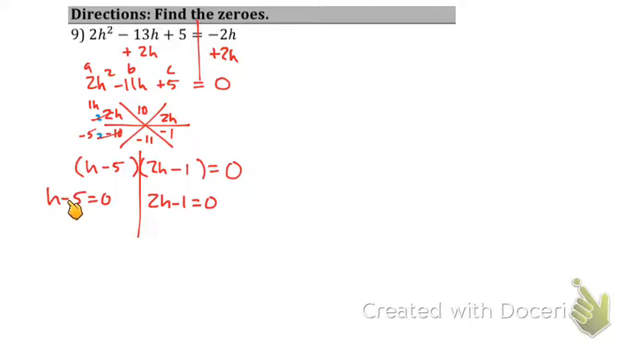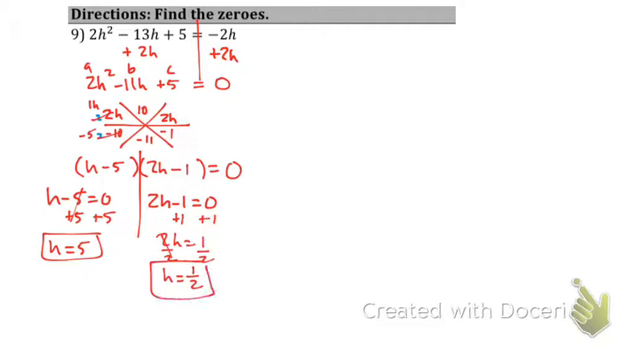Let's solve here. We're going to add 5. H equals 5. And then we're going to add 1, sorry. 2h equals 1, and then divide by 2. H equals 1/2. So I have 2 answers. Let's check if we should have 2 answers. You always check what was my highest power. It was a power of 2, which means I should have 2 solutions. And we're good there.